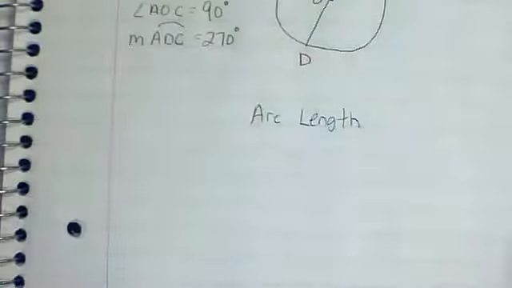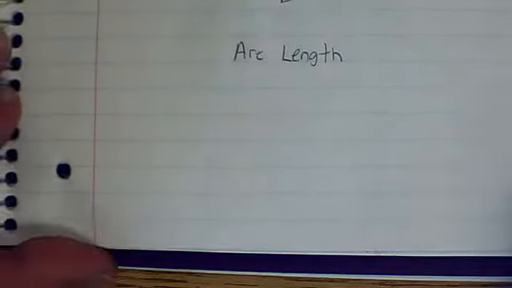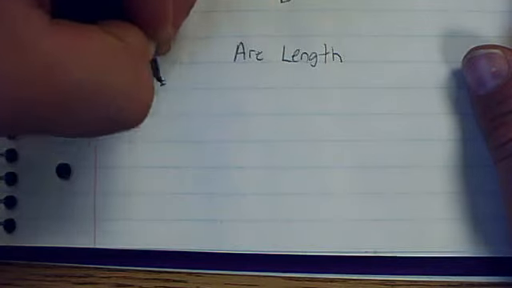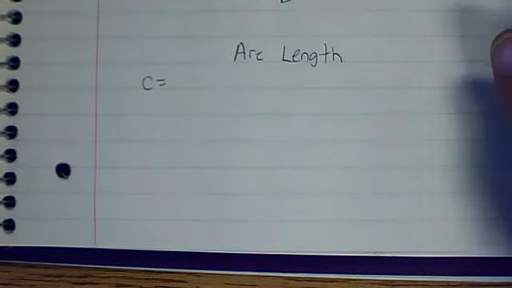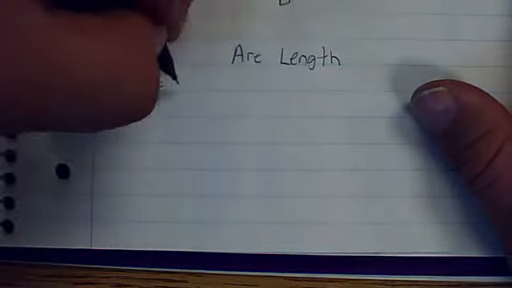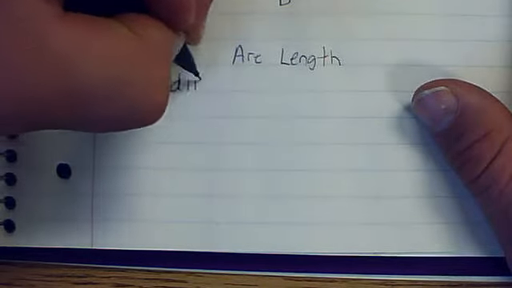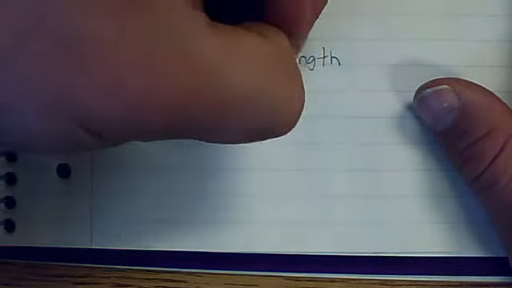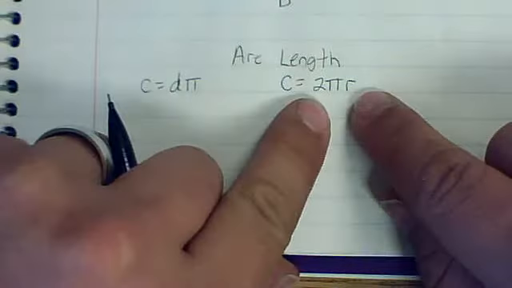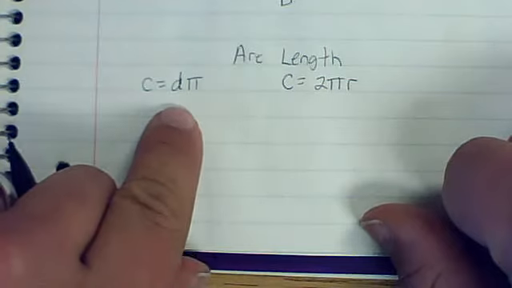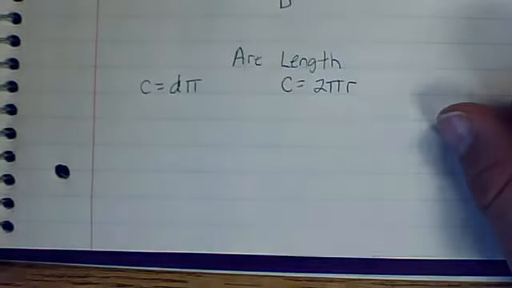Now let's talk about the difference between arc measure and arc length. When we're talking about arc length, we're going to focus on circumference. So let's remind ourselves what the circumference formula is. Circumference can be found two ways: by either multiplying the diameter by pi, or circumference can be found by multiplying 2 pi r, doubling the radius, which is the same thing as the diameter, and multiplying by pi.